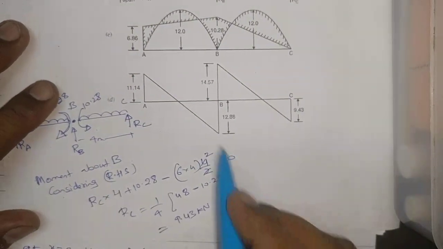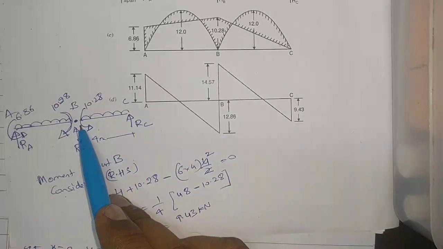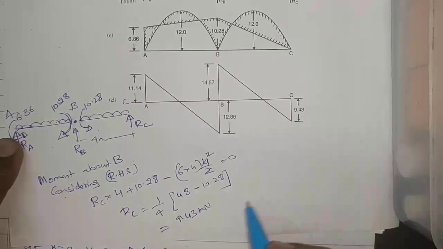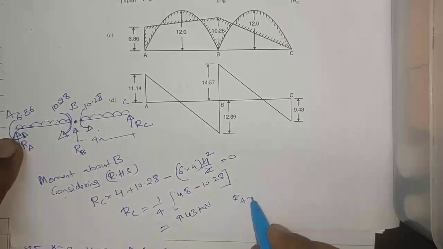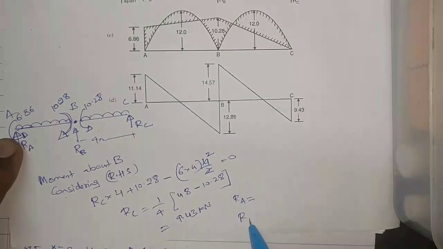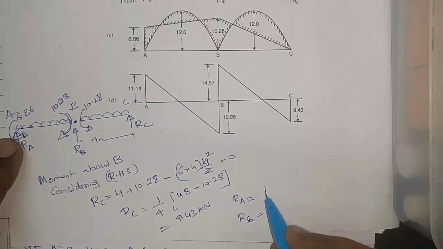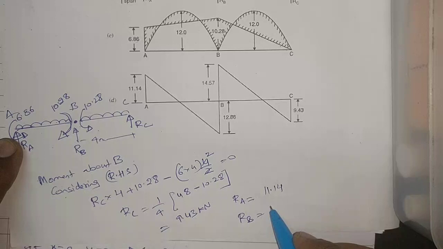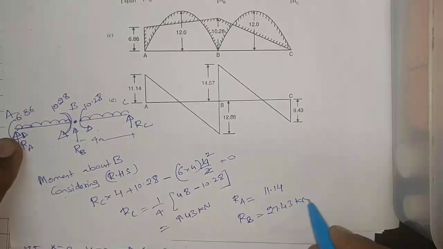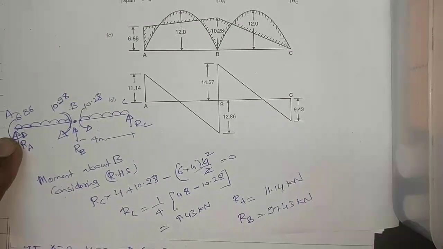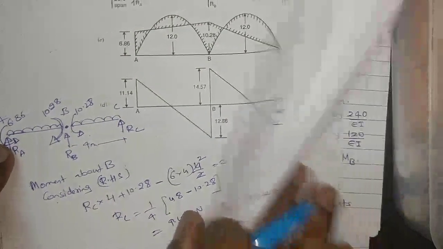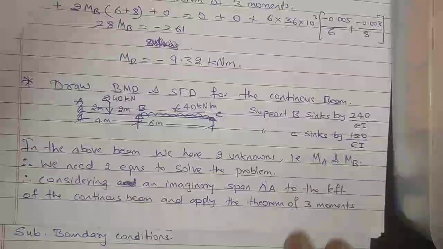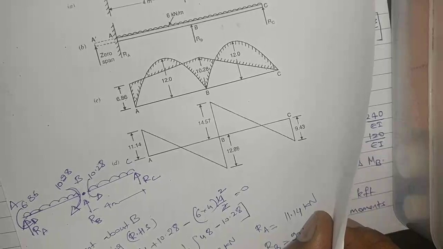In the same way, if we consider from this point to the left forces, you will be getting RA, then you also get RB. RA we are getting 11.14, and RB you are getting as total 27.43 kilonewtons. This is how you have to do your seventh problem.